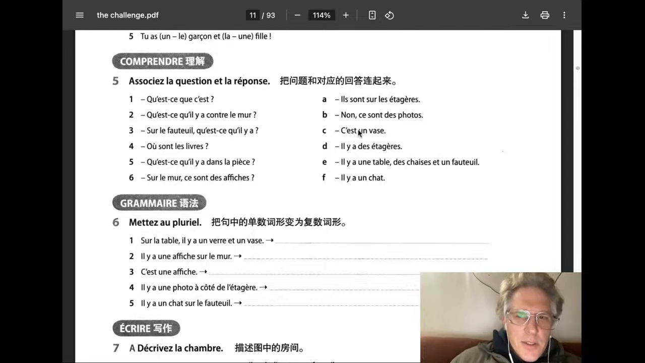C'est un vase. So we're going to use c'est. C'est un vase. Un vase is masculine. It ends in an E, but it's still masculine. Strange. Qu'est-ce qu'il y a contre le mur? What is it which is against the wall? Probably it's going to be il y a des étagères.